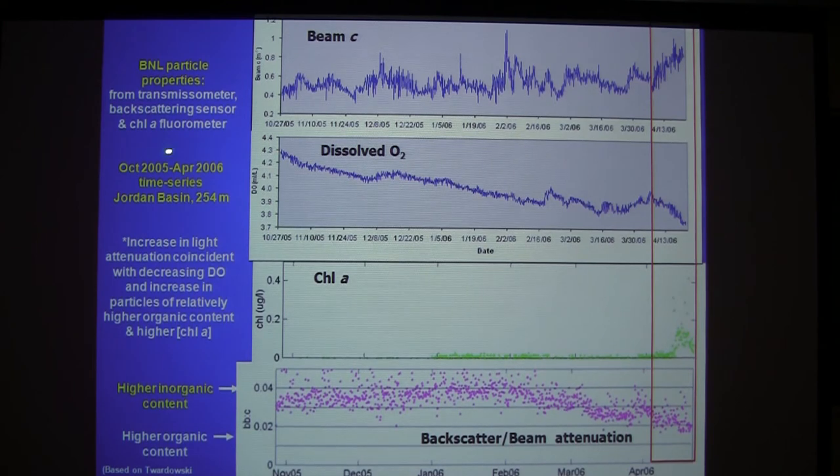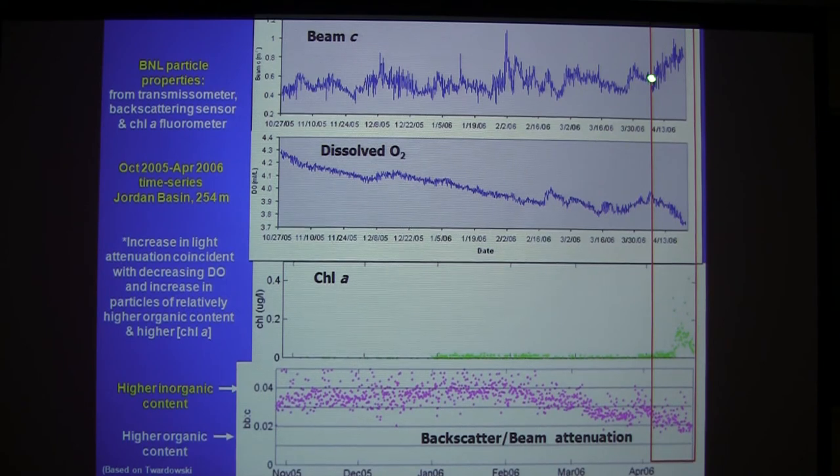And I'm just going to show you briefly some little snapshots of the data set we were able to collect to tell us that something is different down there. Something's going on. It's not just resuspended, boring mud, but I don't find mud boring, but you know what I'm saying. It's not just clays. So what we see here is beam attenuation over time, lots and lots of flipping around. And this is oxygen over time. We're talking about October to April.